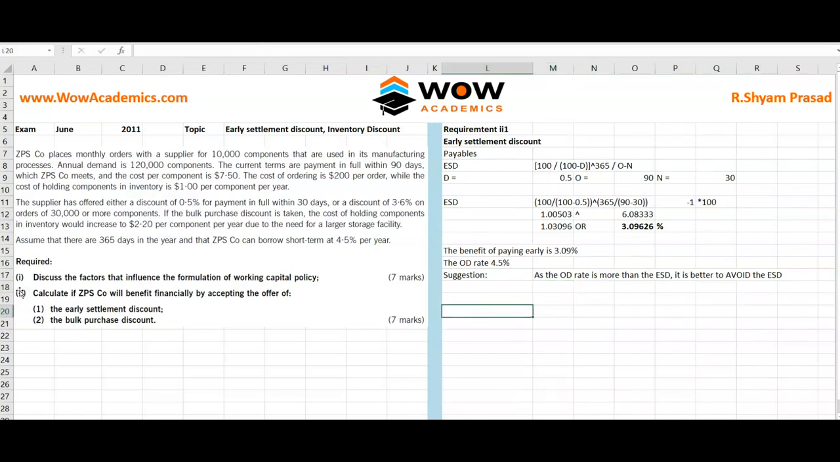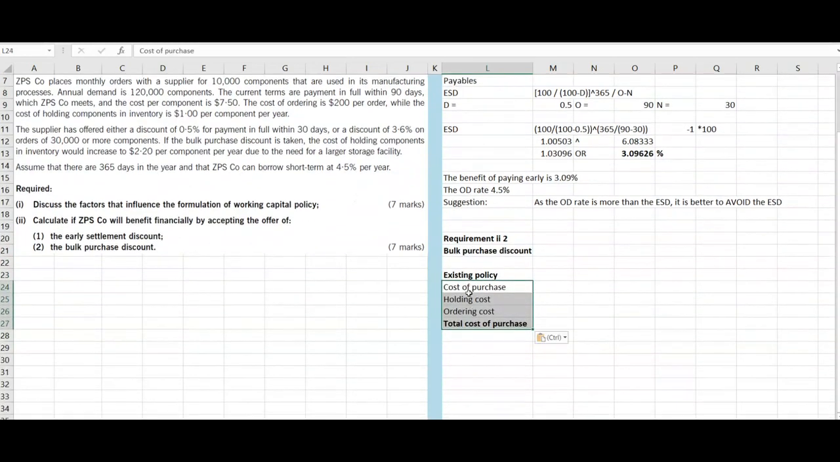So we'll move to the second part of the question, which is the bulk purchase discount. There is an old policy and a new policy. These are the numbers that we have to calculate: the cost of the purchase, the holding cost, and the ordering cost. For the formulas, you have to look at the formula sheet. So we'll work out directly here. So we'll start.